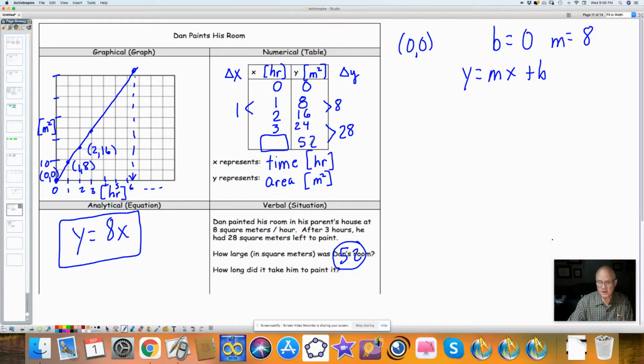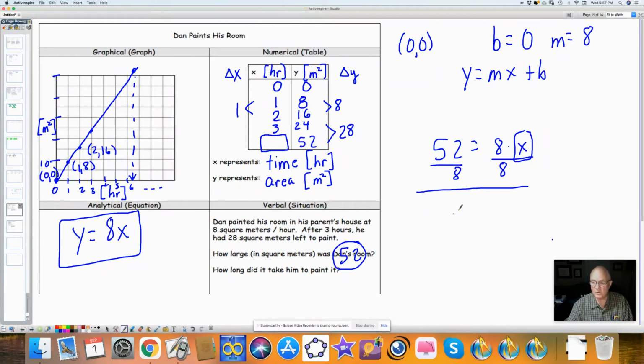If I'm looking here, I want to know what the x value is when the y value is 52. So I can substitute: 52 is equal to 8 times x. And when we divide both sides, doing the inverse operation to isolate the variable, we get x is equal to 6.5. That's the number that goes here, and that's the answer to this part of the problem. Now, you've got it all filled in.